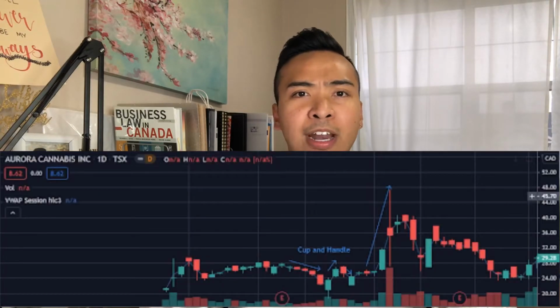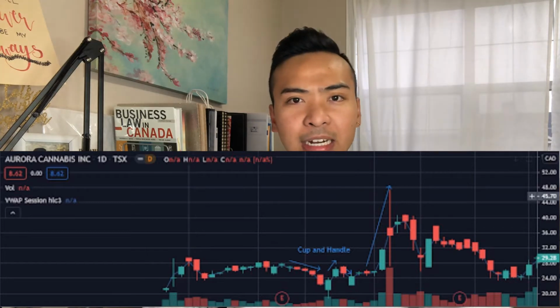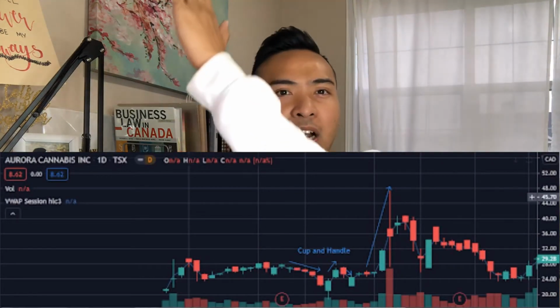All right, guys, so I'll show you a photo here of ACB, or Aurora Cannabis, when I traded this company. Basically, you'll see here that the cup goes down in a U shape, then the handle goes down like a downward drift, right? It goes down a little bit like that, then eventually it teeters off a little bit, then it skyrockets afterwards.